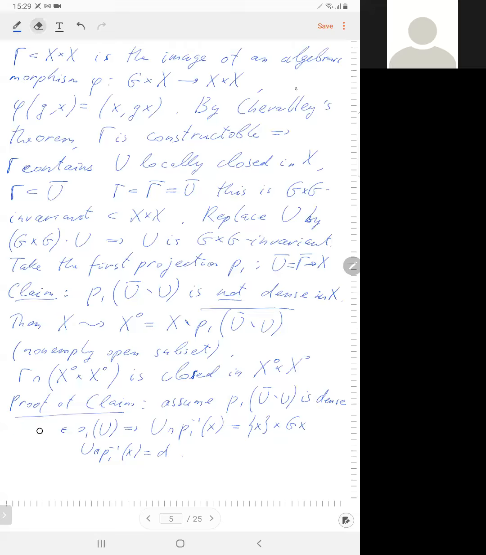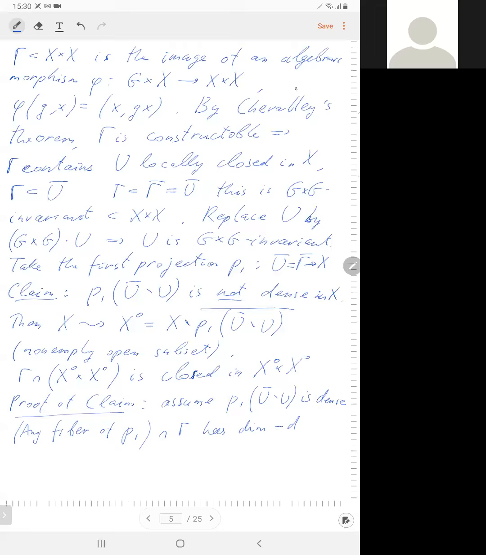Let me say it once again. So any fiber of P1 intersected with our graph is just the orbit, so it has dimension exactly d.